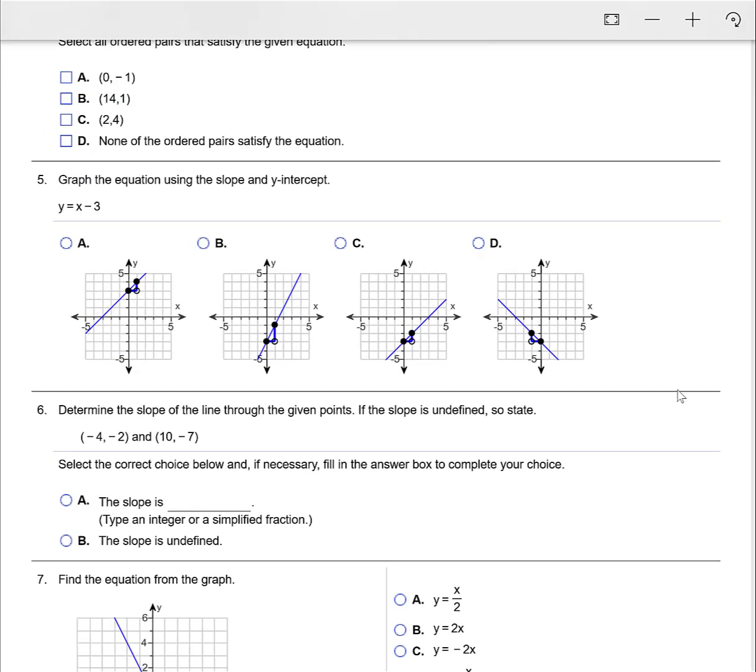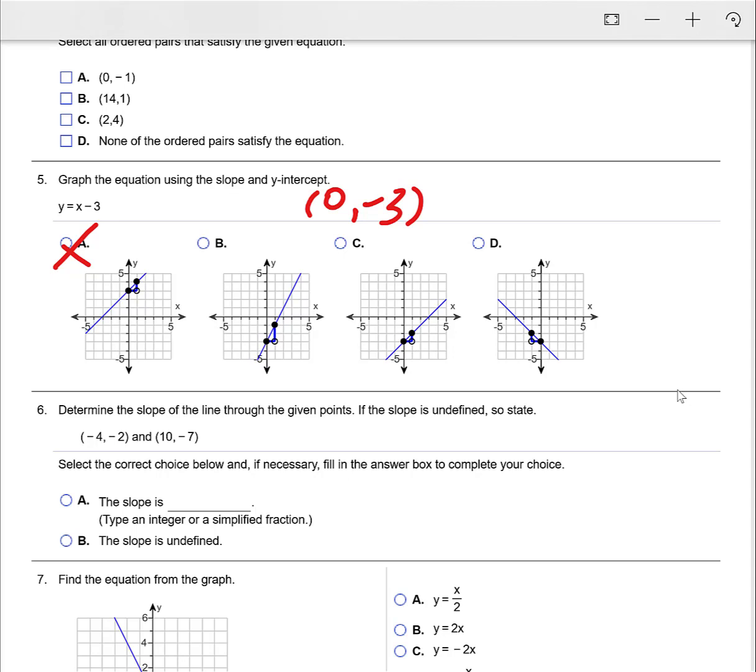Question number 5 is a graphing question. So if we look at the equation, we see that the y-intercept is (0, -3). Go ahead and write that here, (0, -3), because the equation is in slope-intercept form. So that means I can eliminate graph A because that doesn't go through (0, -3). The other 3 graphs do.